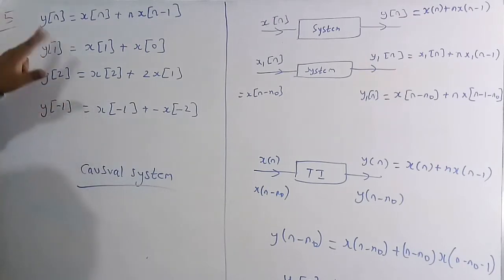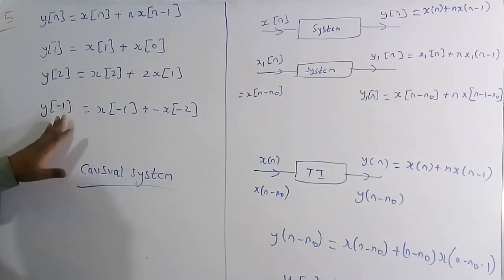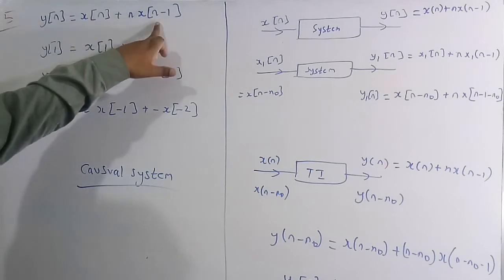So again, suppose let me take finally n is equal to minus 1. Therefore here x of minus 1 plus minus 1 into x of minus 2.